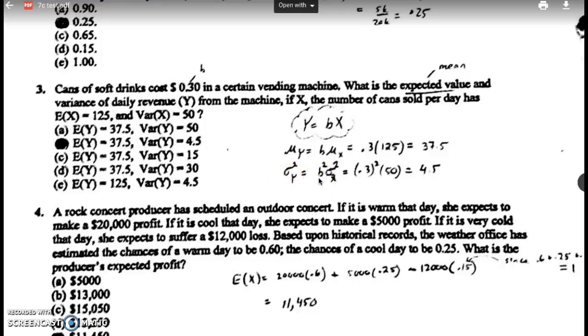And to find the variance for y, one of the formulas from the notes again tells you that the formula is b squared times the variance of x. Not the variance squared, just the variance. So we have b squared, which is 0.3 squared, times the variance, which is 50. That gave me 4.5, so my answer again is B.